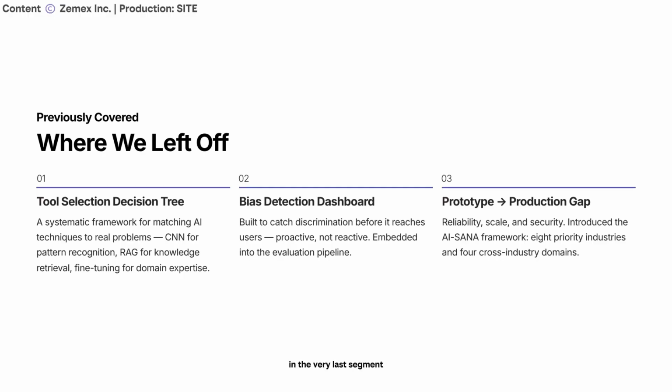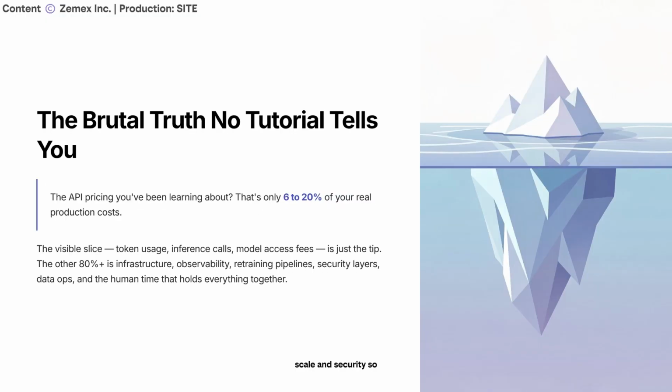In the very last segment, we talked about the gap between prototype and production: reliability, scale, and security. So we introduced the AI Sana framework with its 8 priority industries and 4 cross-industry domains. But here's what we didn't cover, the money part. How much does production actually cost?